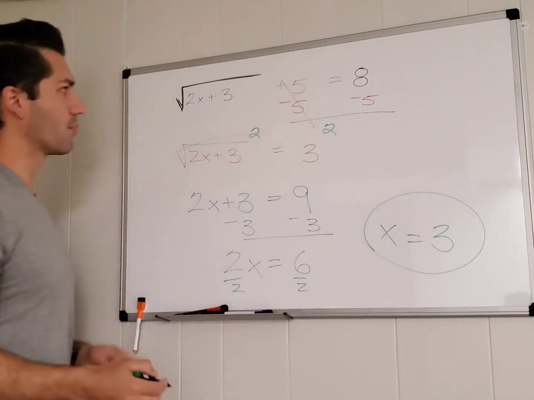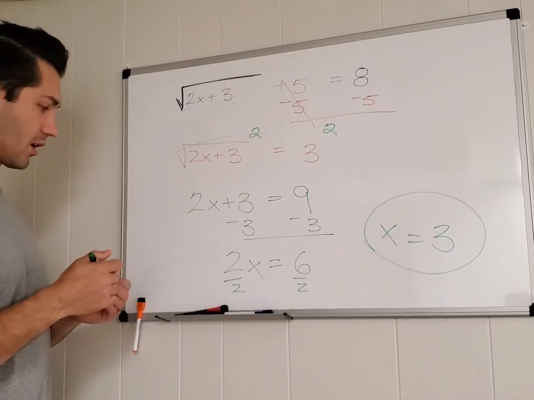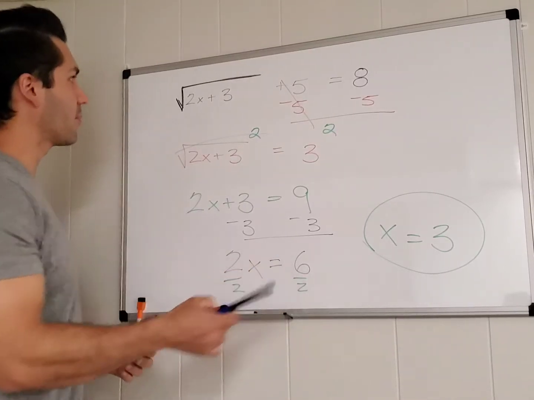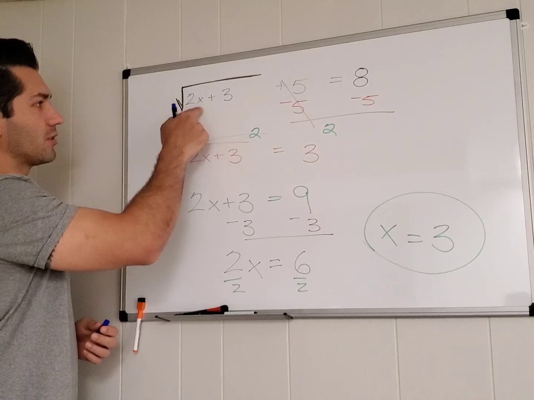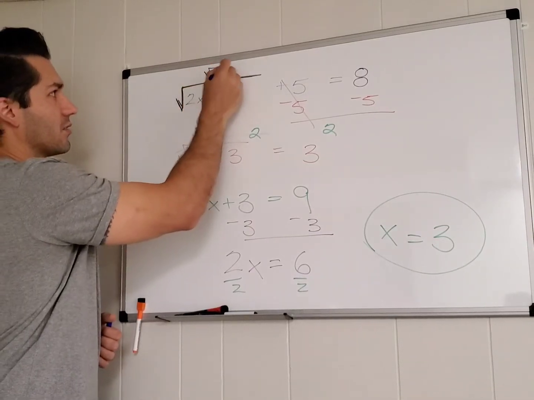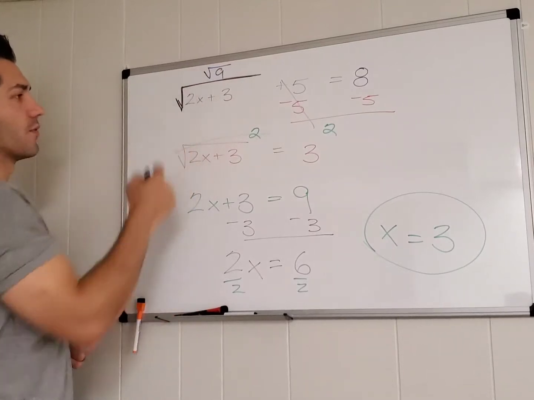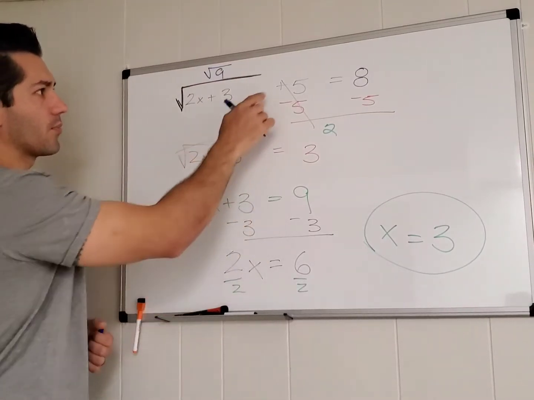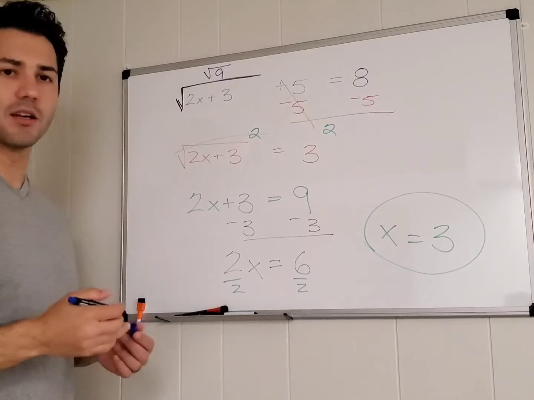That's done. You can plug it in, kind of see if you got it right. Just plug it in, see what happens. If I plug in a 3, 2 times 3 is 6. 6 plus 3 is 9. This is the square root of 9. The square root of 9 is 3. 3 plus 5, yeah, that's 8. I feel good about this now.